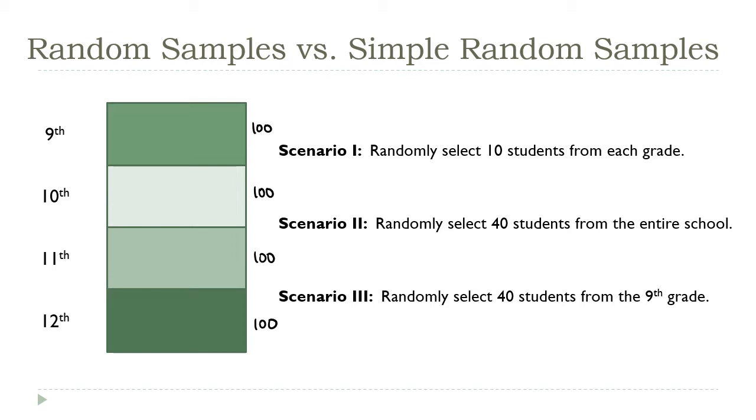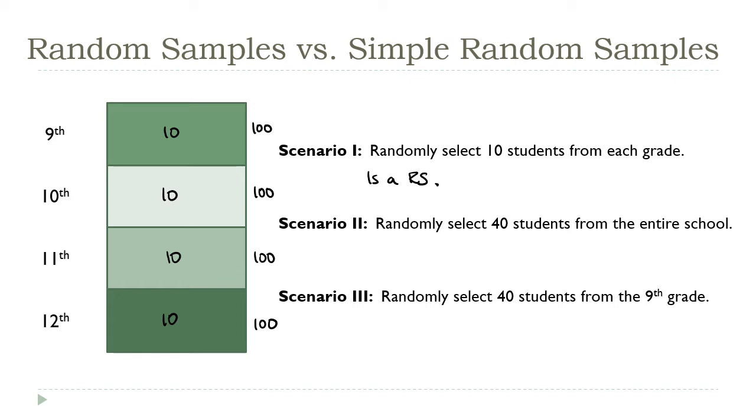All right, so in scenario one, I'm going to randomly select 10 students from each grade for a total of 40. Is this a random sample? Well, yes, it is. You pick any student here, and because we're picking the same number from each category, and each grade level is the same size, every student is going to have an equally likely chance of being selected. So this is, I'm going to abbreviate here, random sample.